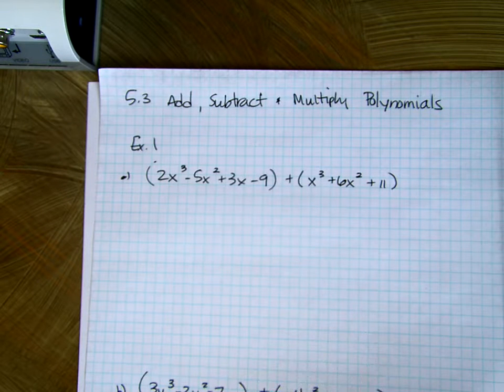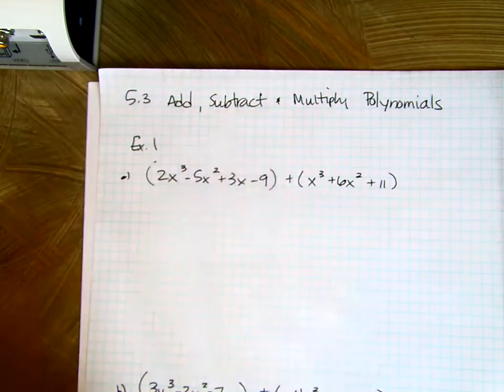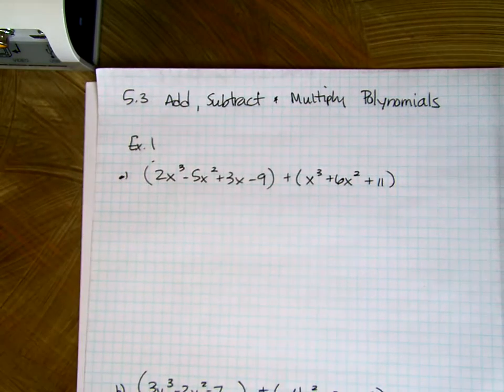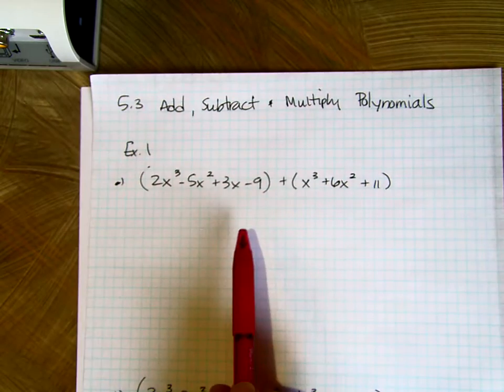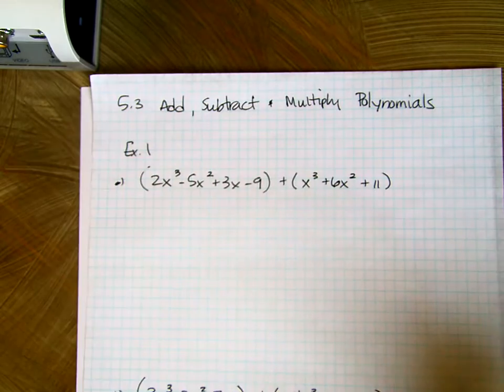All right, section 3 in polynomials is adding, subtracting, and multiplying. And it's Algebra 2, so we're getting a little more complicated, particularly when it comes to multiplying, and then the next section, which is factoring. So there's a couple ways you can go about this.